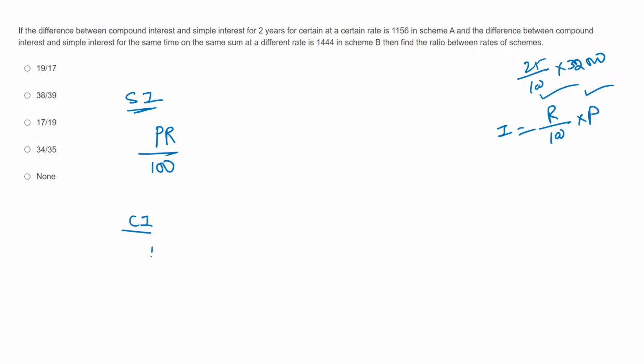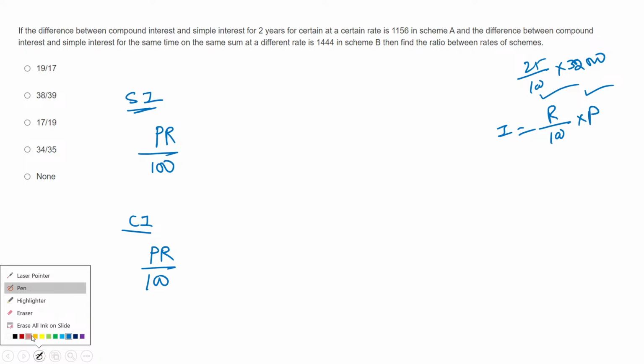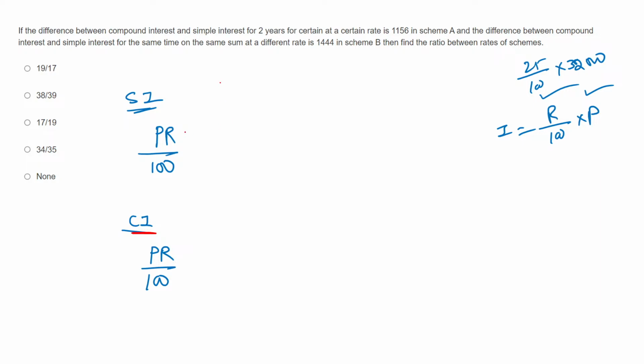So here also the interest is going to be PR by 100 for the first year. So remember one thing, for first year, whether it may be SI or whether it may be CI, your interest is always going to be same. Now come to second year. Second year, the interest in SI is anyway going to be same as PR by 100.